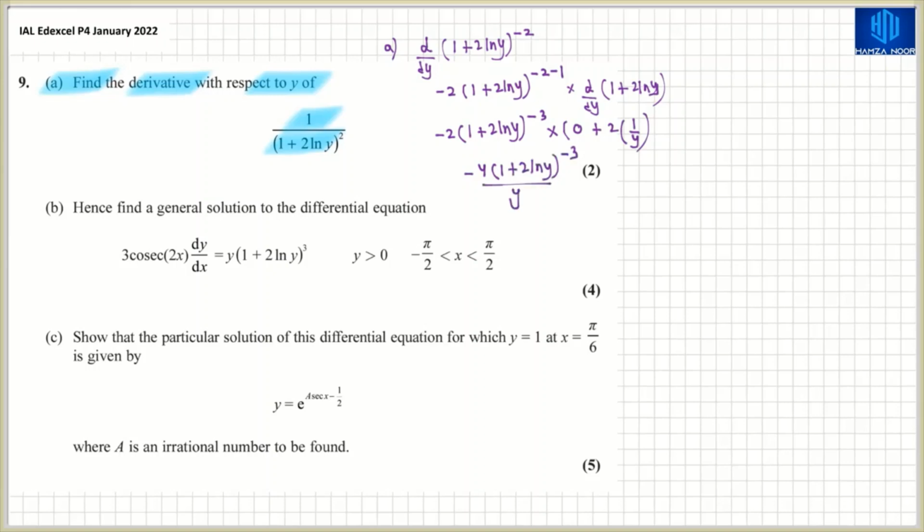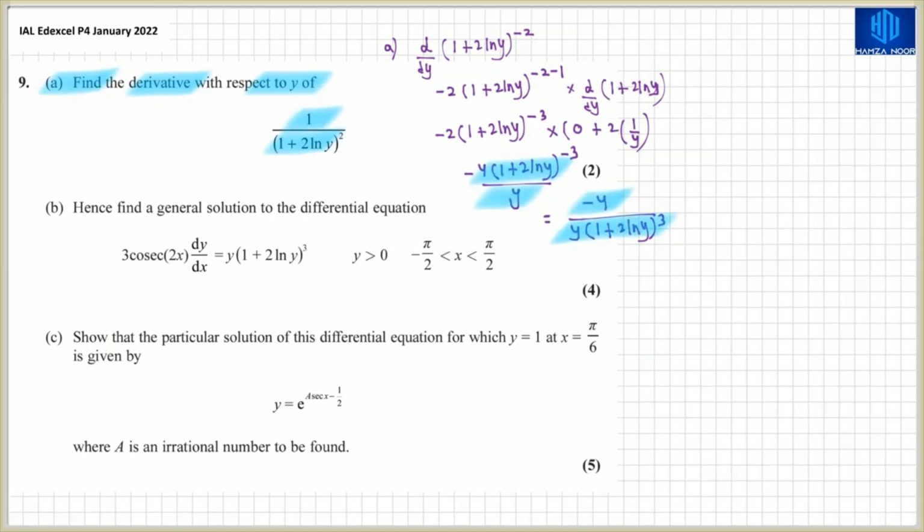You can express your answer in this form as well, or you can say that your final answer is minus 4 divided by y times (1 plus 2 ln y) whole cube. Both forms are acceptable. So this was the answer of part A. Now let's move on to part B.